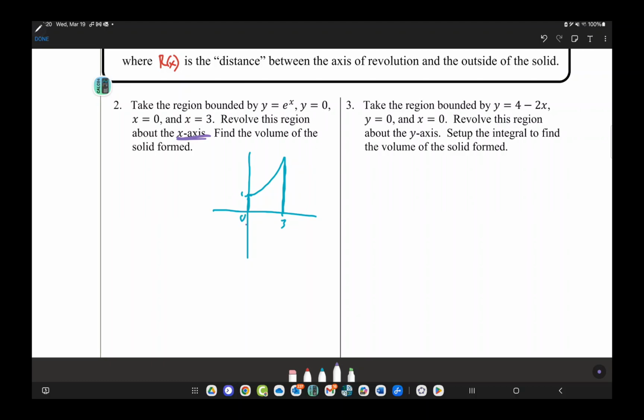It's kind of nice. It tells you what to put your function in terms of for this one kind of question. Tomorrow, we're going to do rotating around lines other than an axis. That's when it gets a little more interesting.